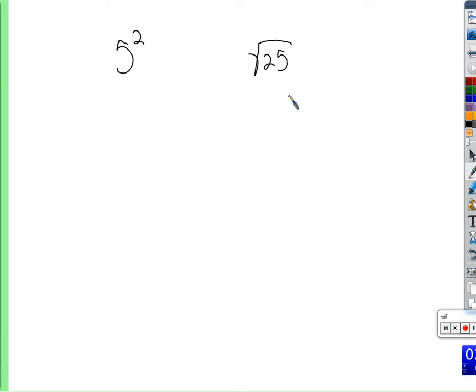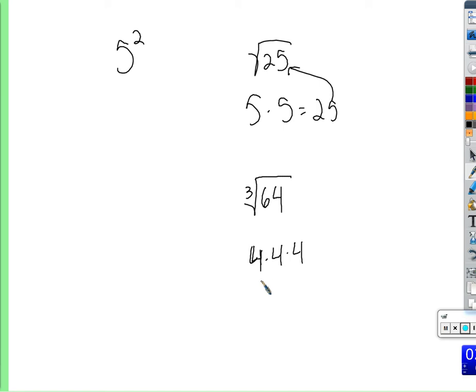Let's say it this way. 5 is the square root of 25 because? If you multiply five times itself, you get that. Okay, so what would the cube root of 64 be? 4. Why? Because 4 times 4 times 4 equals 64. 4 times 4 is 16, times 4 is 64.